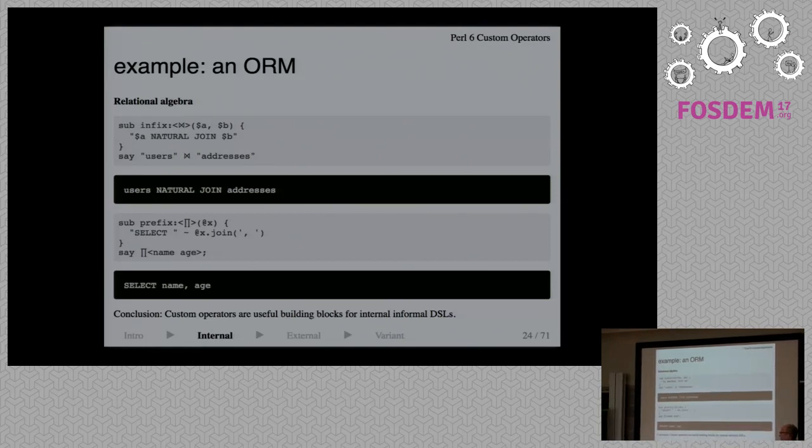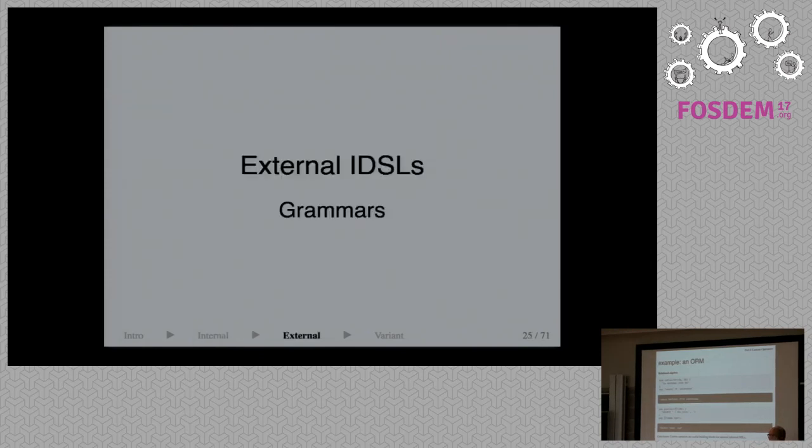You could do the same thing with the projection operator. Turn it into a select. So project name and age would turn that into a select statement. The conclusion of this section is that custom operators are very cool, and when you're making a subset of a language into a DSL, they are a good way to do that in Perl 6.